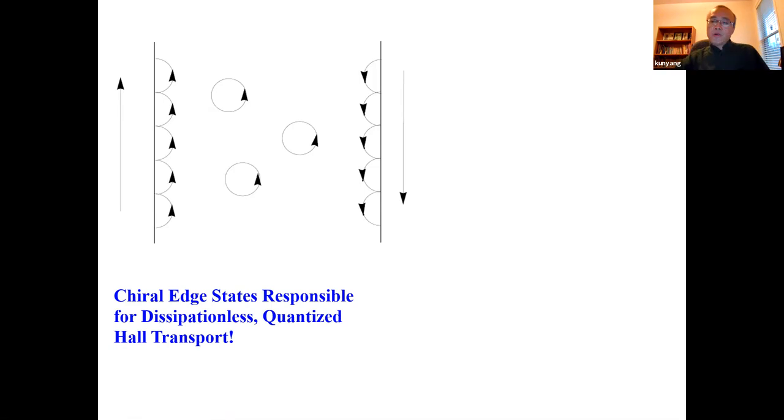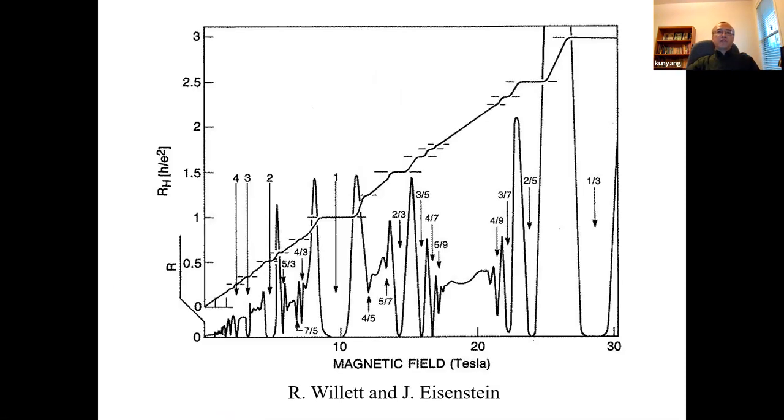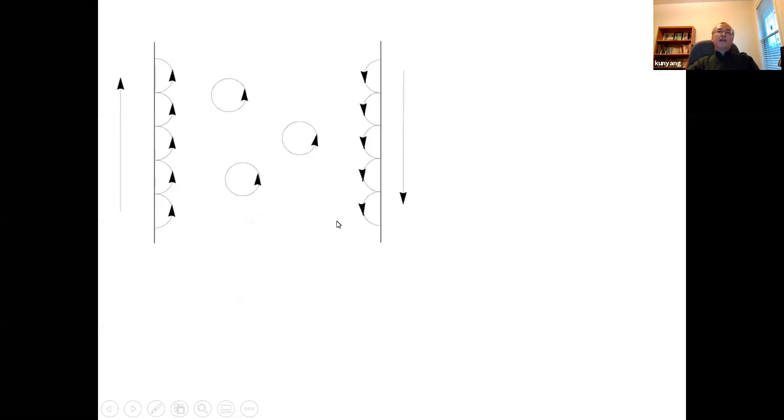That is what is responsible for the observed dissipationless transport, because, noticing, the longitudinal resistance is essentially zero. That's because of the lack of backscattering, and therefore there's no dissipation. And the quantization of the Hall conductance is related to the fact that the number of these electrons that you can accommodate in a given Landau level is fixed by this quantization rule.